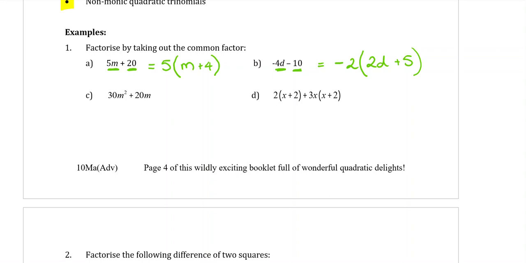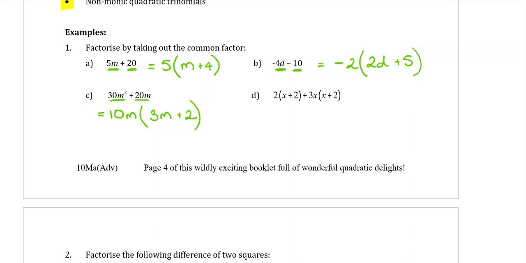In part C, 30m squared plus 20m. The number factor is 10, but they both also have at least one m in them, so m can come out as a factor. Opening the bracket, 30m squared divided by 10m. 30 divided by 10 is 3. One of the m's has come out the front, but the second m will need to go inside the bracket. Then 20 divided by 10 is 2. The m has been taken out the front, so that's it, we close the bracket.